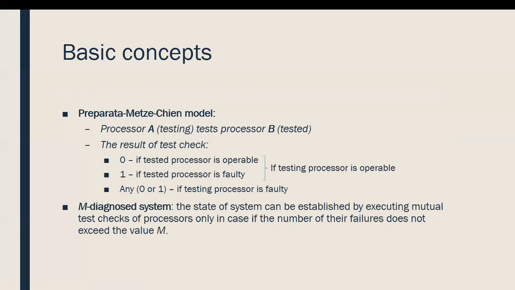And if it is faulty, the result of the test check may be 0 or 1 independently of the state of the tested processor. One other important concept is the undiagnosed system. In this case, the state of the system can be established by executing mutual tests, checks of processors, only in case the number of their failures doesn't exceed the value m. So it's an undiagnosed system.